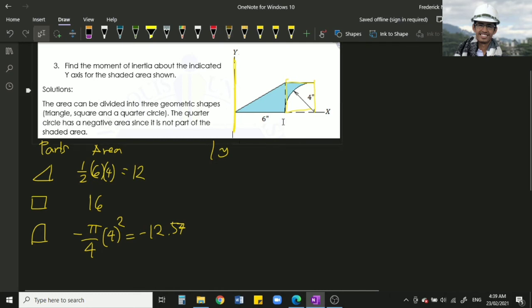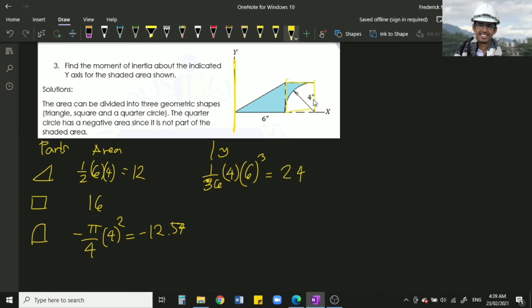So, with respect to y, so yung base natin is along y. So, yung 4 inch yung magiging base natin dito. Okay? So, that will be 1 over 36 times. Yung base natin will be 4 and yung height natin is 6. So, yung 6 yung kakaroon ng raised to 3. Okay? So, that will be equal to 24.